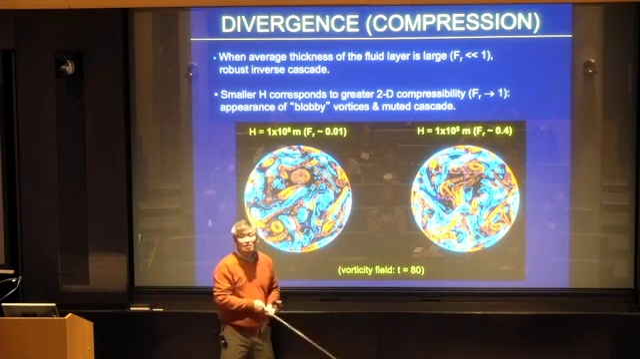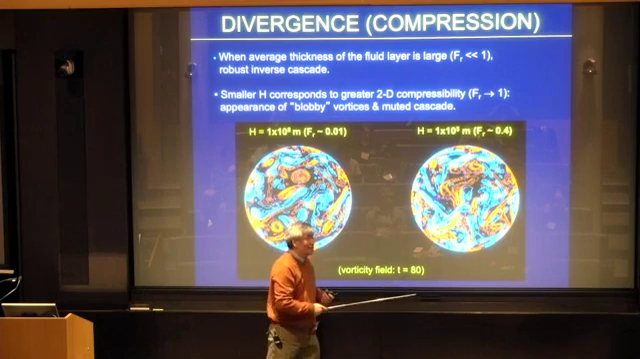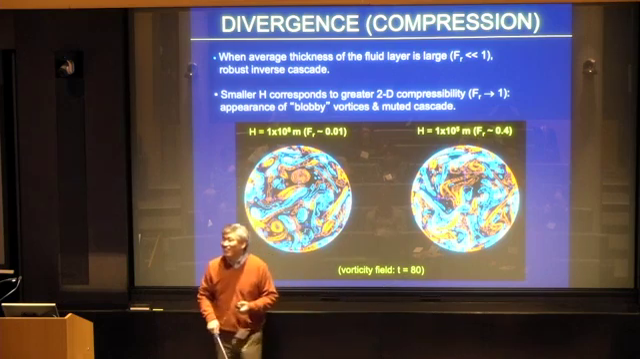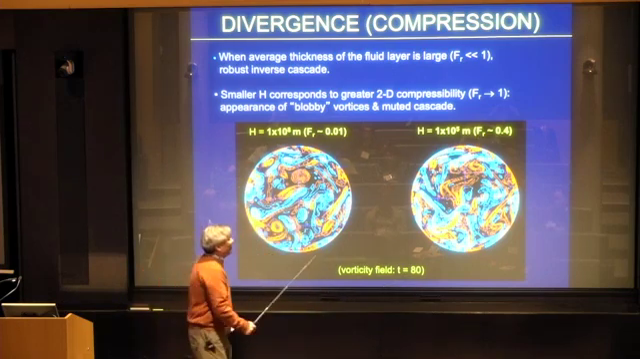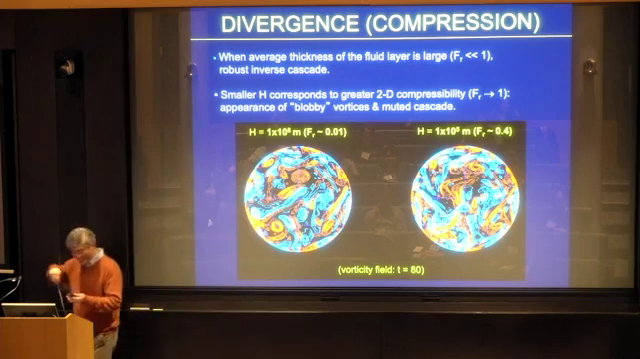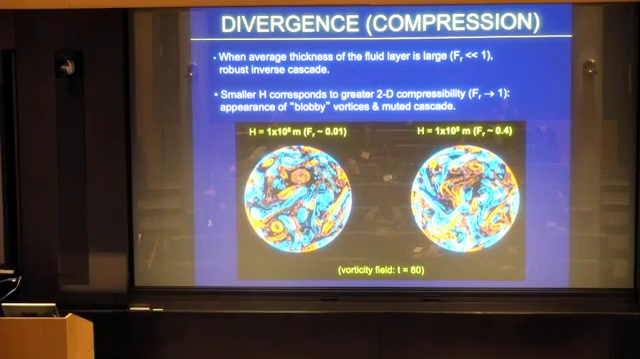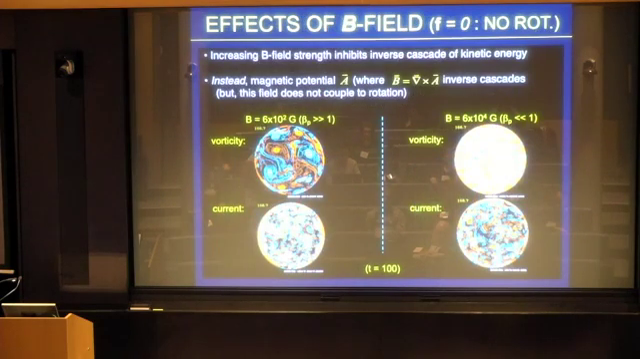Here, it's very small. Two minutes? Really? It's expensive. Okay. All right. So let me go on more quickly. The end effect of compressibility is to make the vortices very blobby.